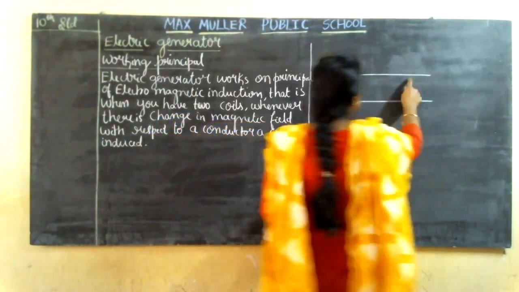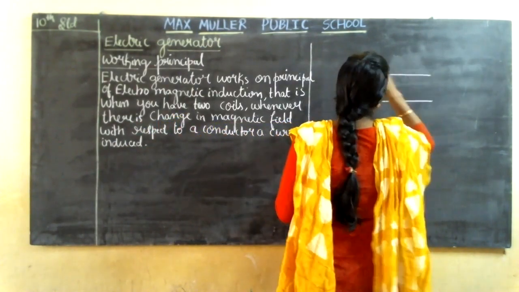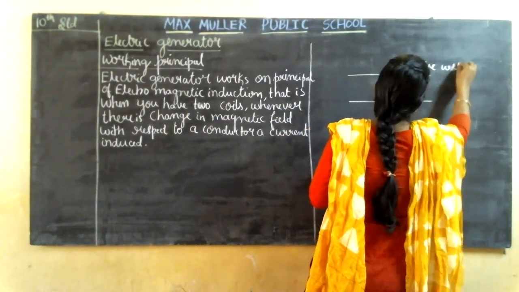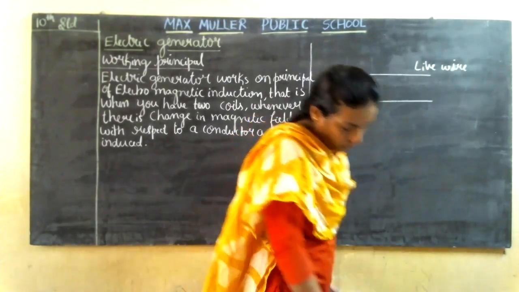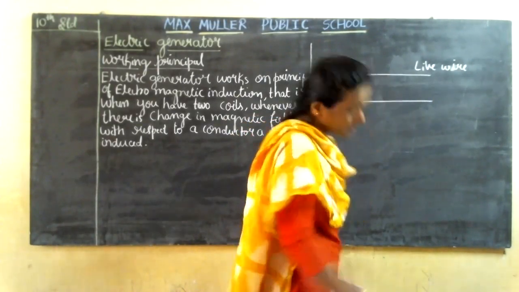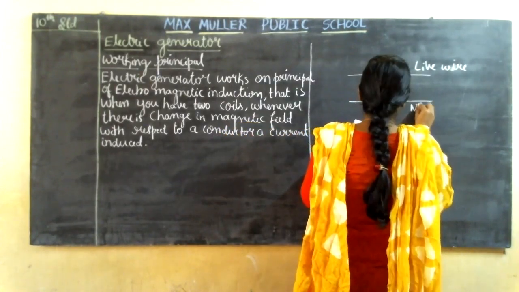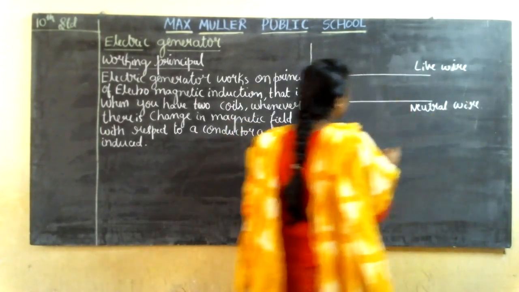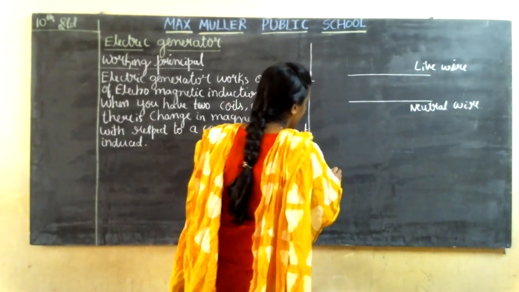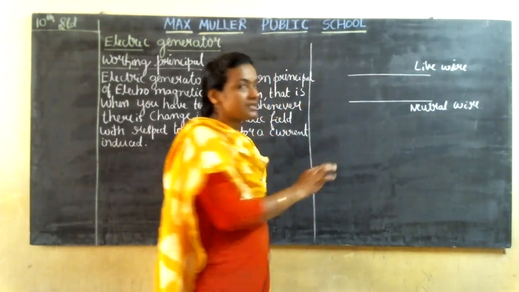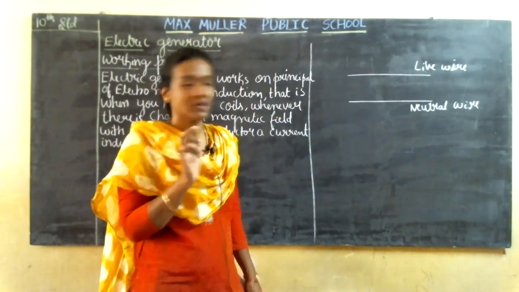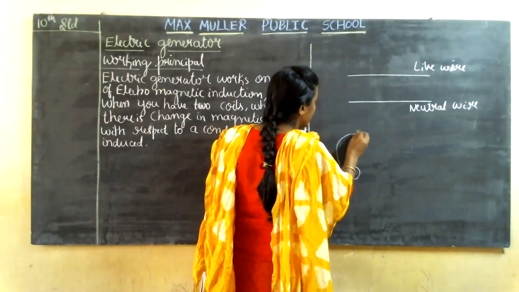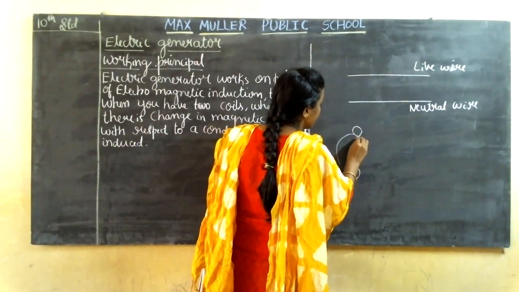This wire you can call a live wire, and this one is a neutral wire. Whenever current is supplied, there should be a complete circuit, no? Think that here you have some battery or galvanometer, and here you have a bulb.